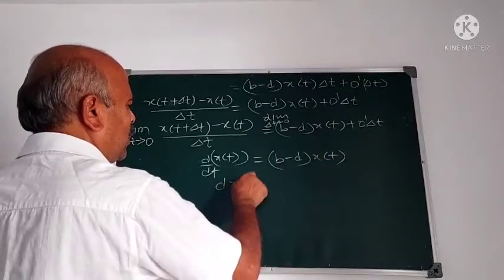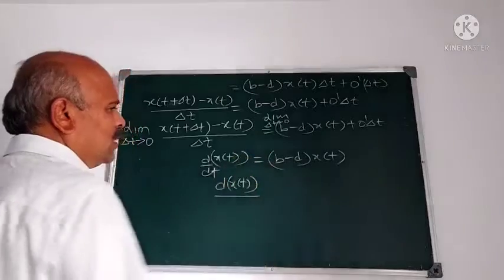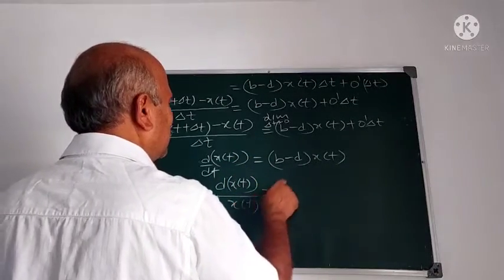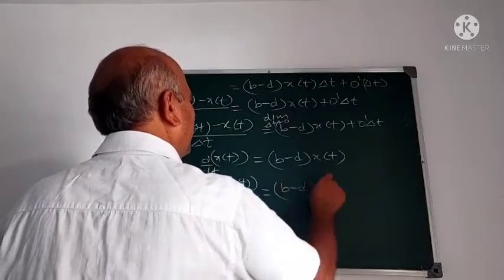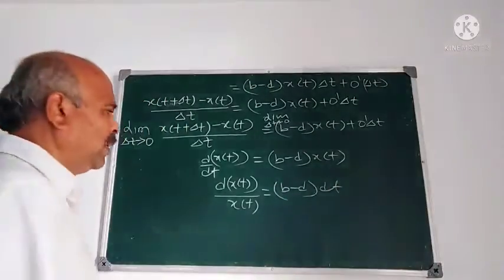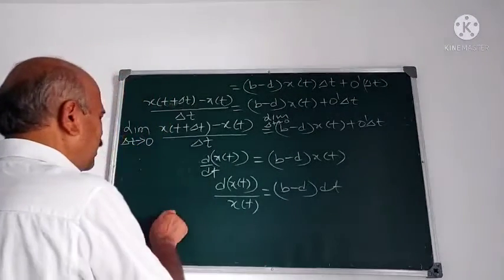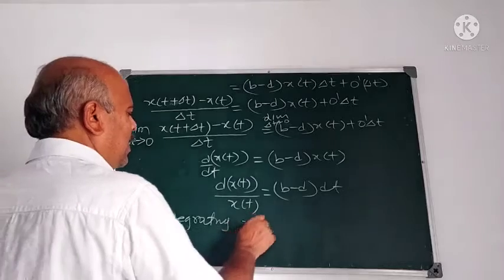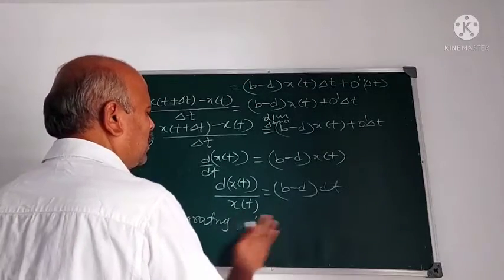We separate the variables here. dx(t) upon x(t) is equal to (b minus d) dt. Therefore integrating, we get log x(t).